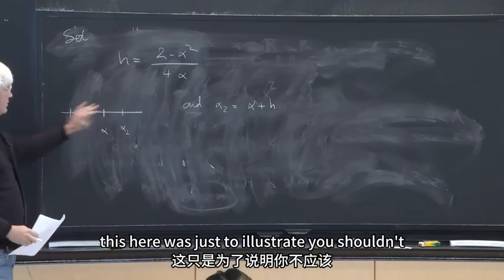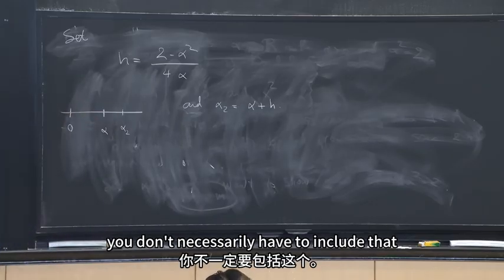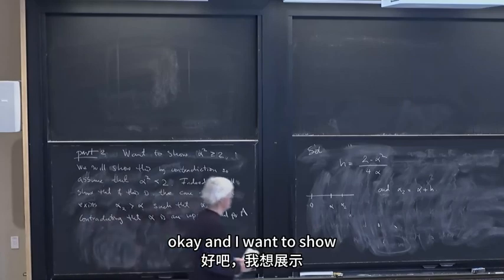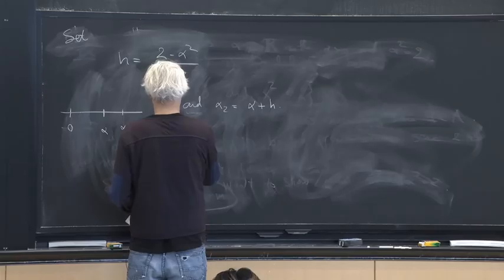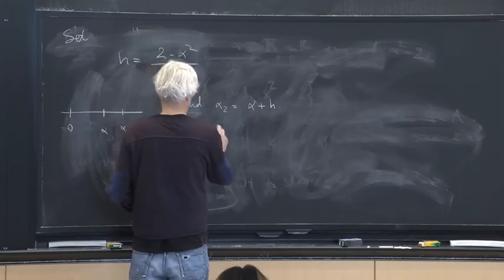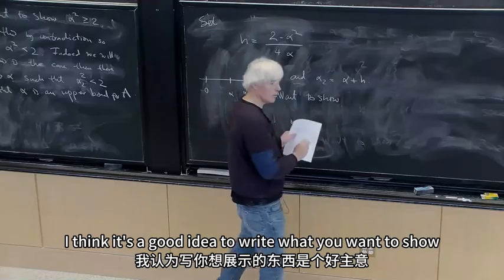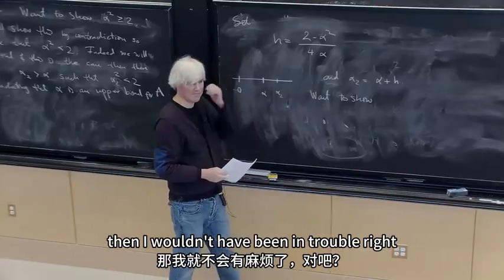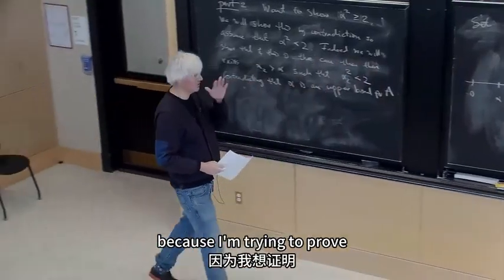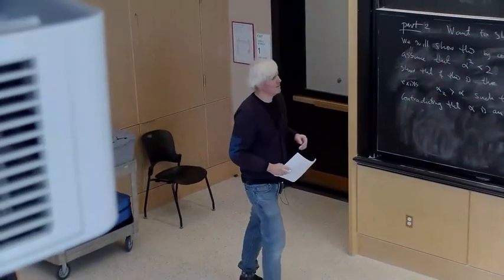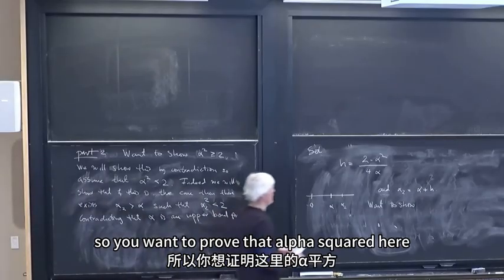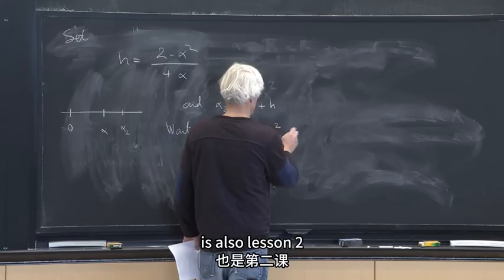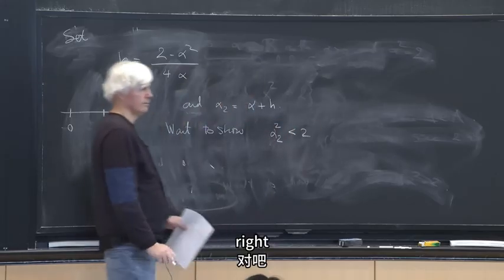This here was just to illustrate. You don't necessarily have to include that. Okay. And we want to show, I think it's a good idea to write what you want to show. In particular, if I really had written that before, then I wouldn't have been in trouble, right? Because I was trying to prove something else. So you want to prove that alpha 2 squared is also less than 2, right?